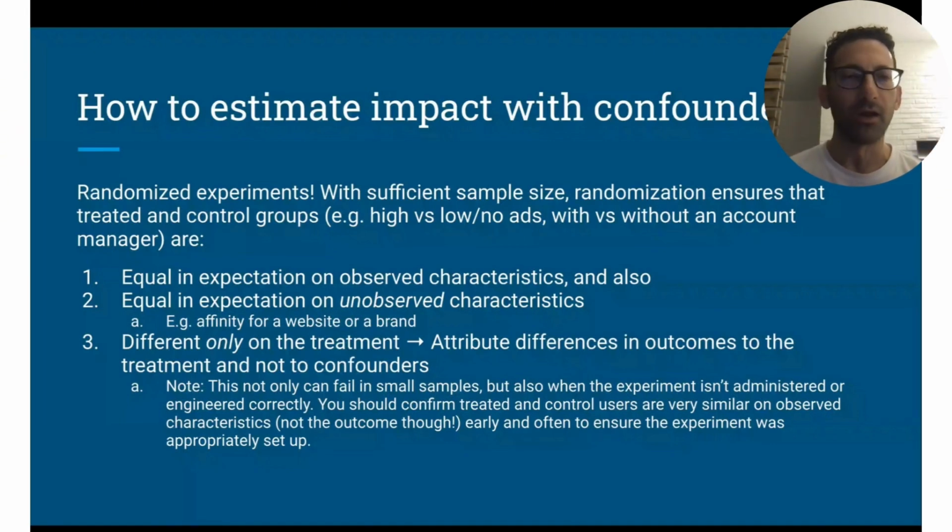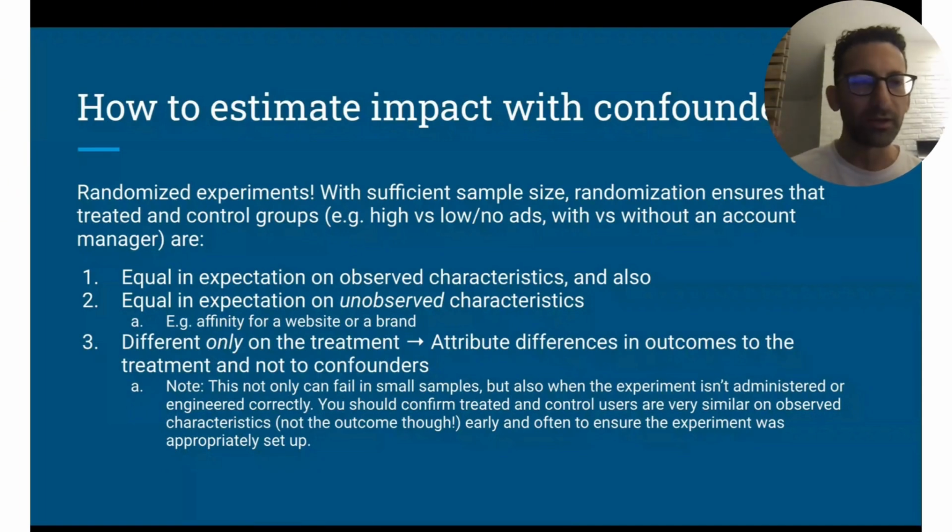And that's because with a sufficiently large sample size, randomization ensures that the treated and control groups, so in this example, users that are fed high ads versus users that receive low ads, if they are randomized into those groups, will not only be equal in expectation on the observed characteristics, anything that we can measure, but they will also be equal in expectation on unobserved characteristics, such as your affinity for a website or a brand.